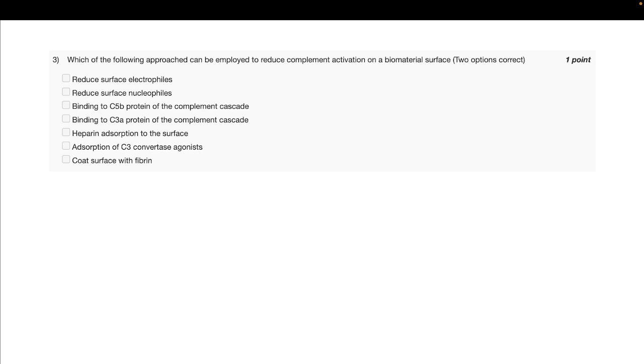I'll let others read the options as well. Okay, no one else? Let's discuss the answer then. So yeah, you were correct. The right option is reduce surface nucleophiles, and heparin adsorption to the surface can help.